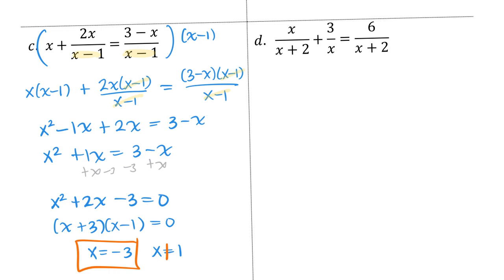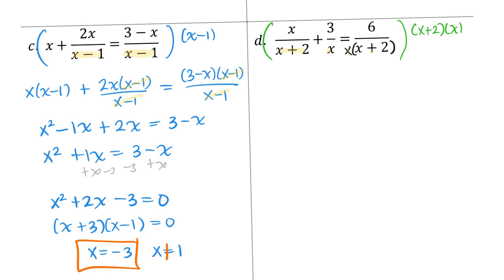Let's look at D. I have x over x plus 2 plus 3 over x equals 6 over x plus 2. And actually there's a typo, so let's fix it. On the last fraction, let's make this x plus 2. I know, I'll fix it. Okay, so the common denominators are, we have an x plus 2, we have an x, and this one has an x and an x plus 2. So I'm trying to cancel the x plus 2, and I'm also trying to cancel the x out.